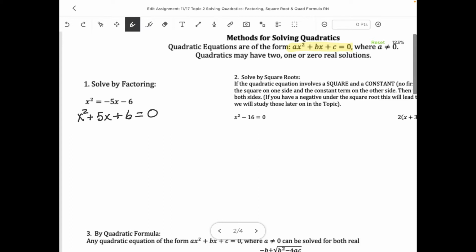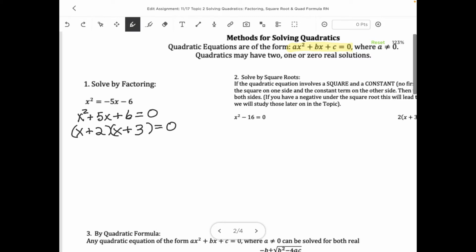We're going to factor the quadratic. Notice the lead coefficient there is 1. And so we simply factor using our pattern where two numbers multiply to be 6 and add to be 5. So that's going to be plus 2, plus 3.